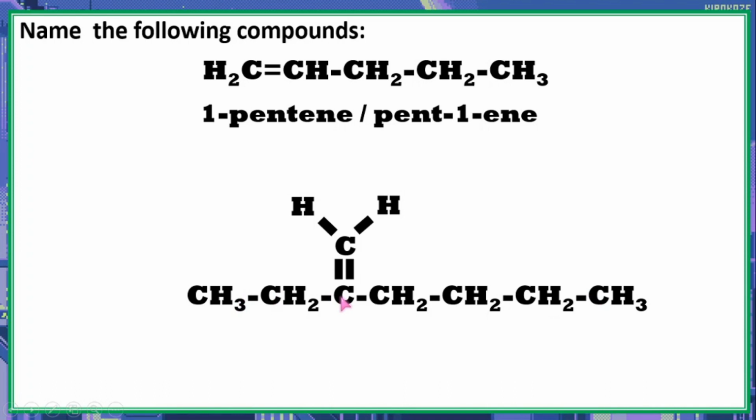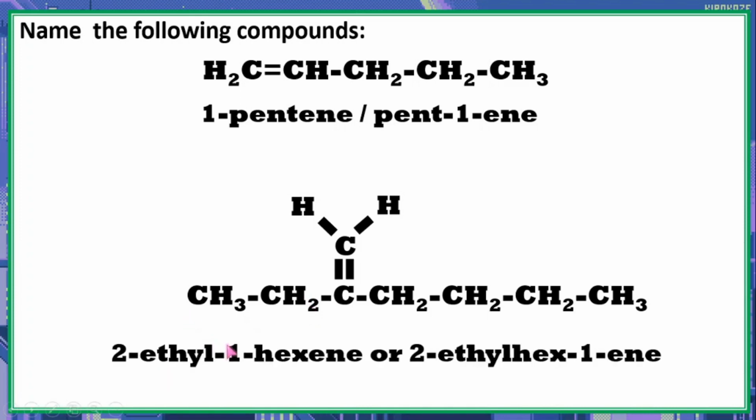Since we have a substituent group which is an alkyl group, ethyl, we're going to name this 2-ethyl-1-hexene, or 2-ethyl-hex-1-ene. Why hexene? It has 6 carbons with a double bond. Why 1-hexene? The double bond is found on the first carbon. Why ethyl? The substituent group is an ethyl group, CH3CH2, from the saturated carbon, ethane. And why is there a 2 in this part? Because the ethyl group is attached to the second carbon.